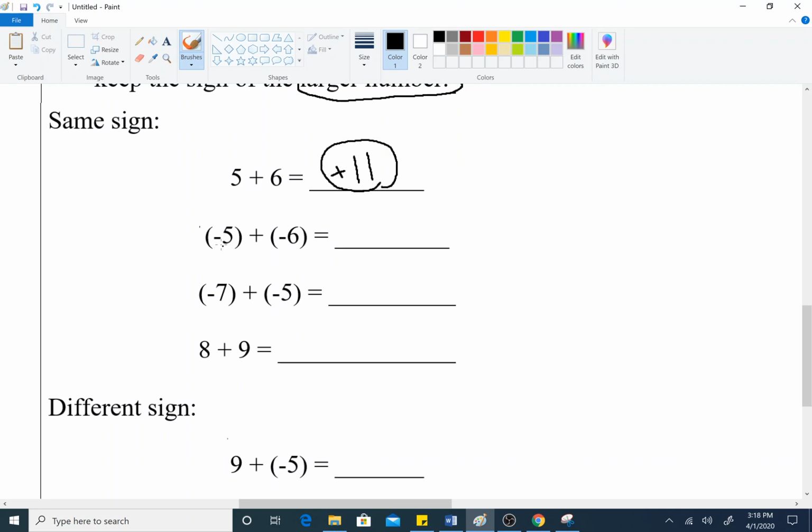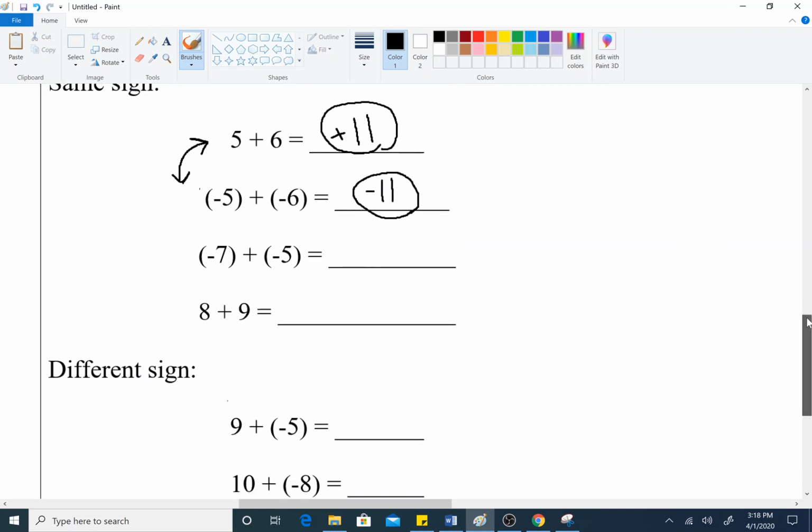Now, look at this next problem. Negative 5 plus negative 6. The only difference in these two problems here is the sign, okay? Notice here, I have a negative sign in this one for both of these. I add the numbers together. 5 plus 6 is 11. I keep the negative sign with it. Boom. My answer is negative 11.